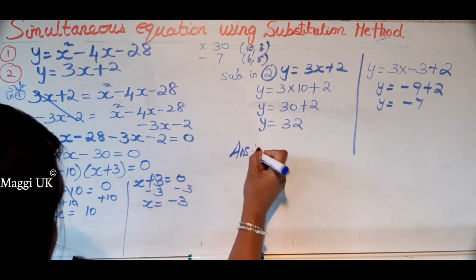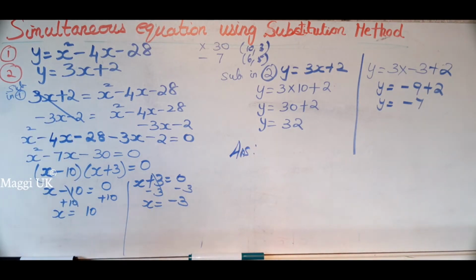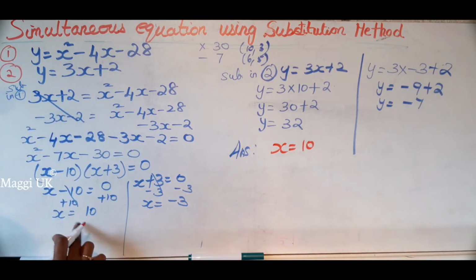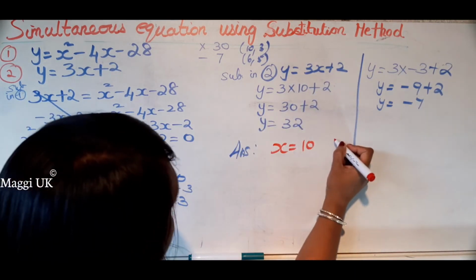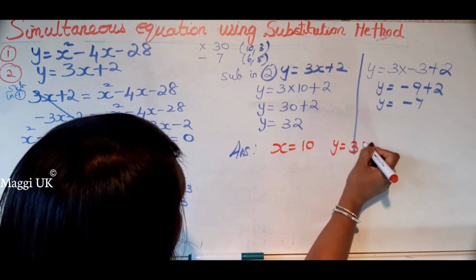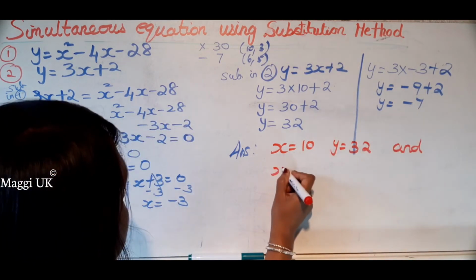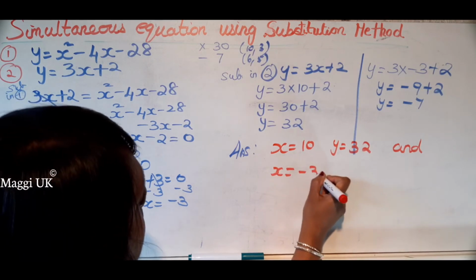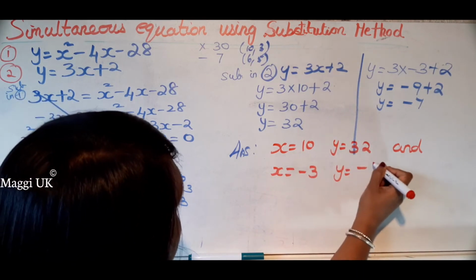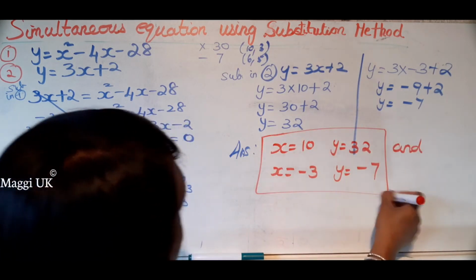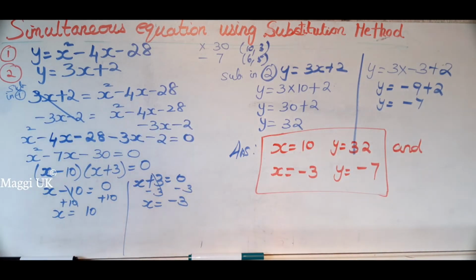It consists of one pair of values: x is equal to 10, and if you substitute x equal to 10, you get y equals 32. And the next value is x equals minus 3, and then y is equal to minus 7. So these are the 2 pairs of answers. Well done, Nathan. Thank you.